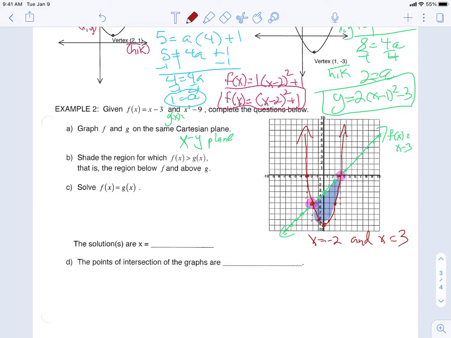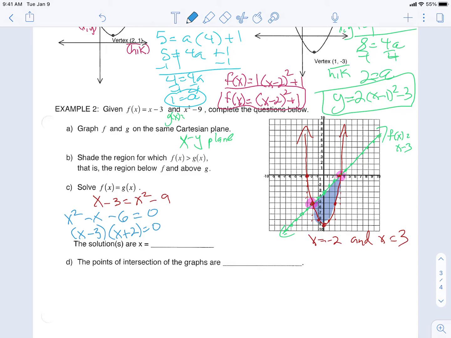The more common or instinctual way of doing it is just go ahead and set them equal to each other. So x minus 3 is equal to x squared minus 9, and it's a quadratic because of this x squared, so I'm going to get everything on one side and set it equal to 0. So x squared minus x minus 6 is equal to 0. And now I factor this. That's going to be two numbers whose product is -6, whose sum is -1. So that's x minus 3 and x plus 2 equals 0.